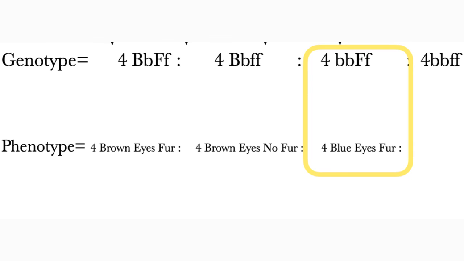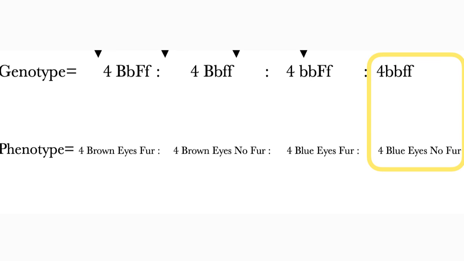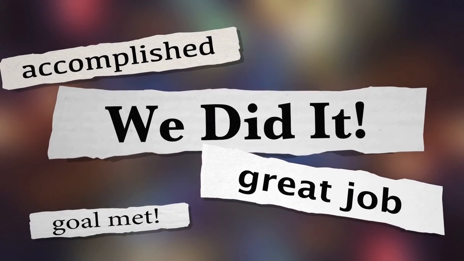So in our next one, we have the lowercase form of the trait to start out with, 2 lowercase b's, which means that this rabbit's going to have blue eyes. Also, it has a capital form of the fur trait, meaning that it's going to have fur. So 4 blue eyes with fur. And our fourth and final phenotype, 4 lowercase b, lowercase f, and it has the entire recessive form of all the traits. So it's going to be 4 with blue eyes and no fur. Congratulations, we did it!